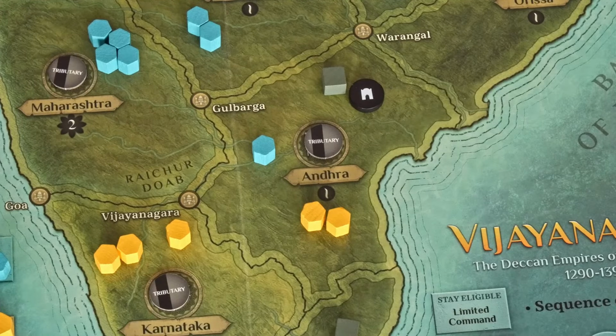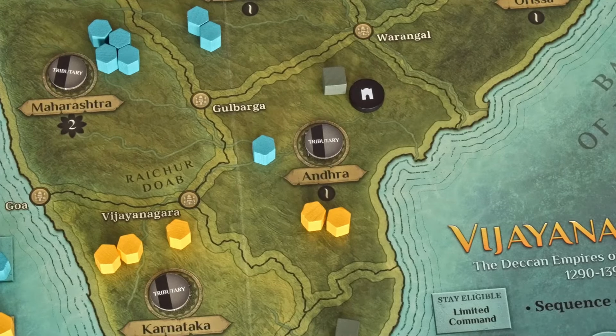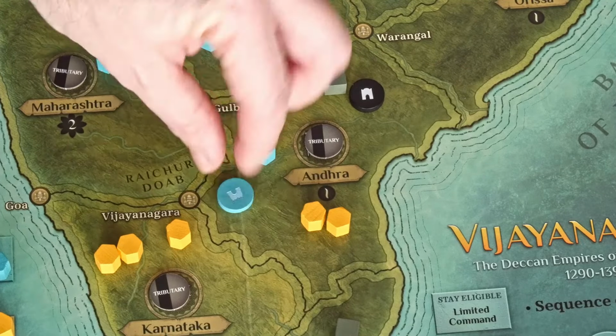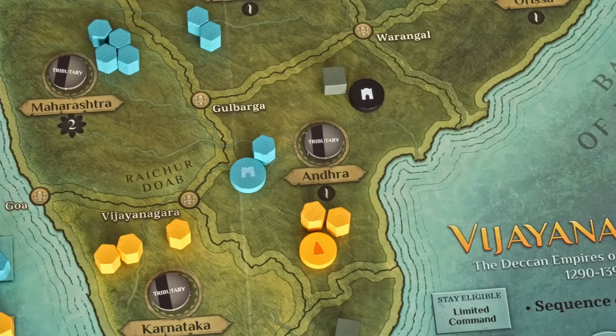There's no stacking limit in any spaces as far as units, but there can only ever be one of any type of structure in a space. That could include all three distinct types: a kasbah, a fort, and a temple. But there can never be two or more kasbahs, forts, or temples in any one province.